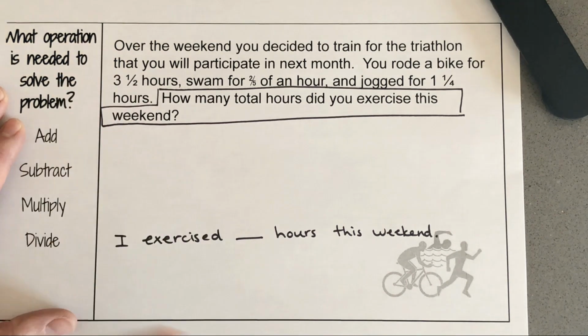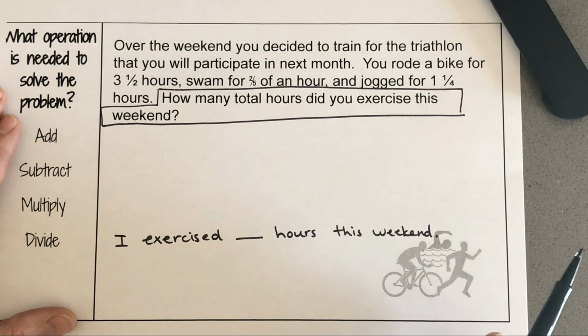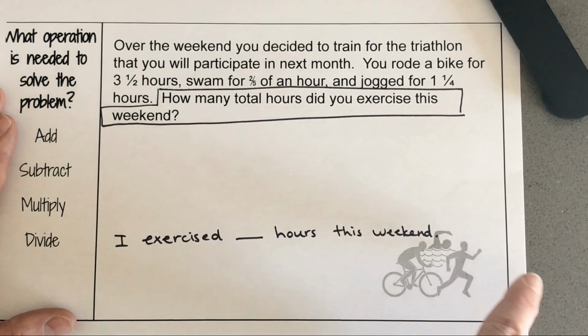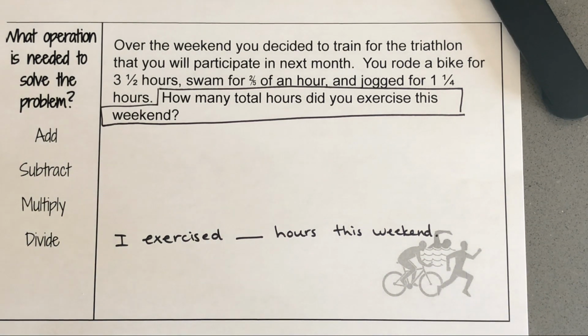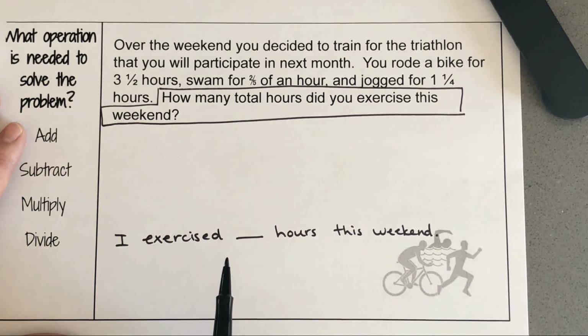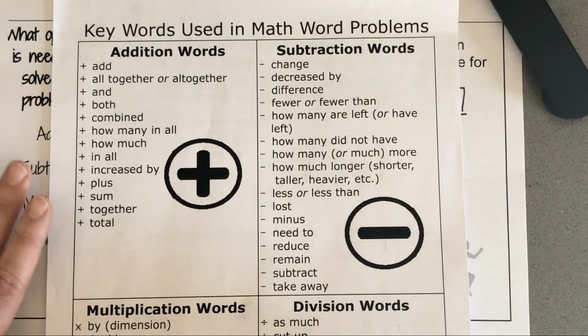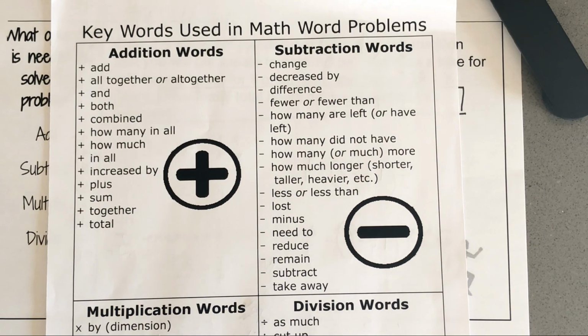We're going to start with the first one here. Over the weekend, you decided to train for a triathlon that you will participate in next month. Any key operation word or phrase there? Nope. You rode a bike for 3.5 hours, swam for 2/5 of an hour, and jogged for 1 1/4 hours. Wow, it's listing a lot of the activities I did and the length that I did them for. That is going to help me answer my question on here, but no key operation word yet. How many total hours did you exercise this weekend? There it is, my friends. In our previous lesson, you wrote down some keywords and phrases for add, subtract, multiply, and divide.